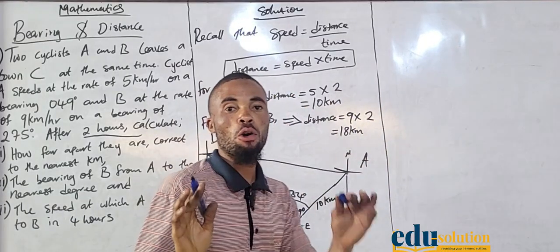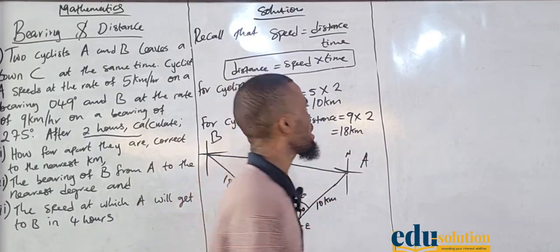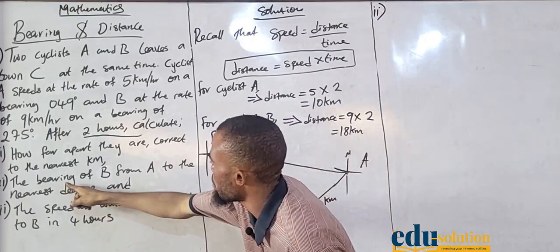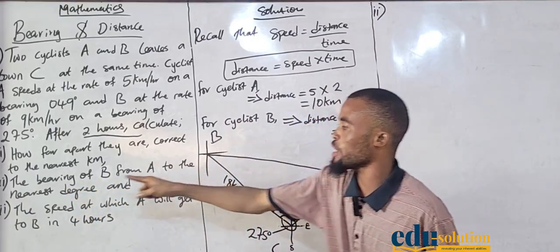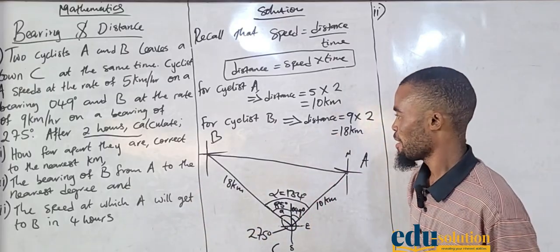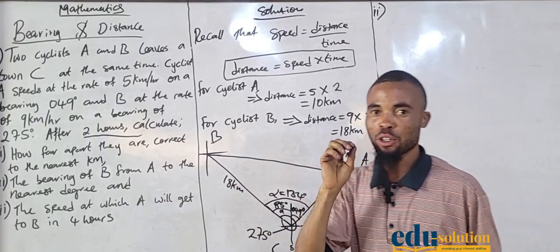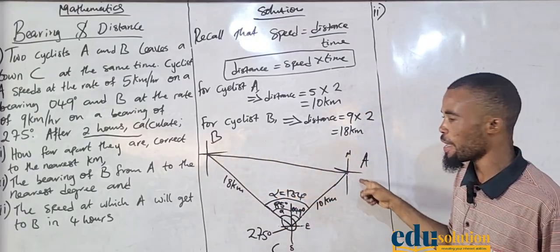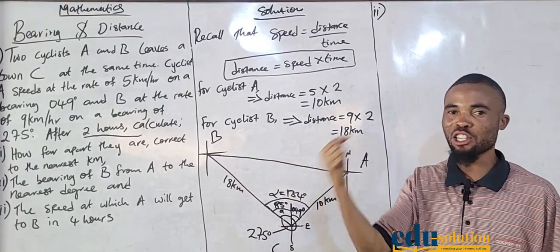Okay, now we are going straight to question number 2. This is number 2, Roman figure 2. It says the bearing of B from A to the nearest degree. The bearing of B, please don't mistake it, B from A. Whenever you hear "from", it is talking about the source.